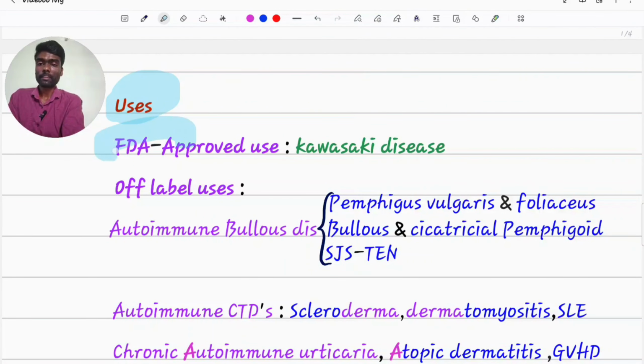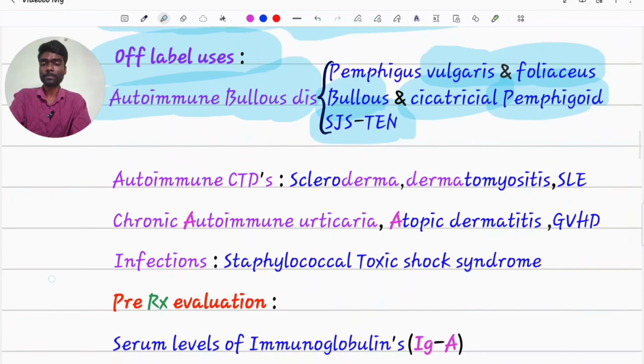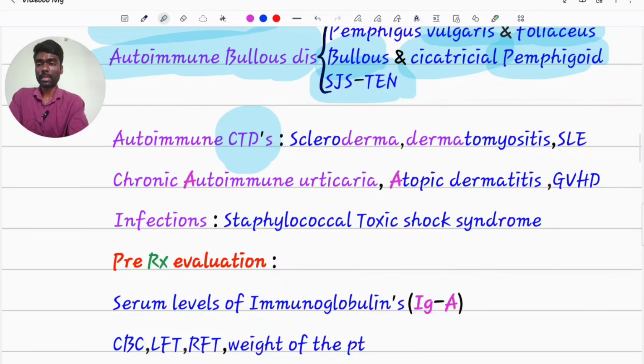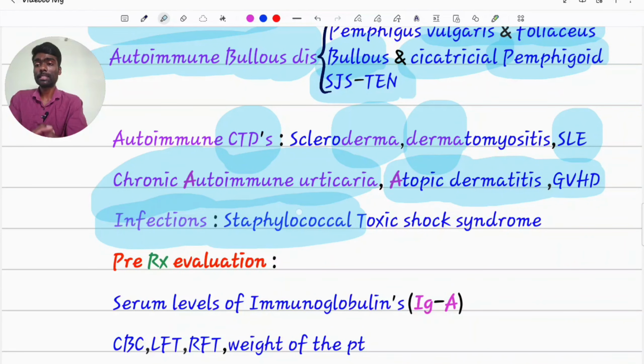Uses: FDA approved use, only one, Kawasaki disease. Off-label uses: autoimmune bullous diseases like pemphigus vulgaris, pemphigus foliaceus, bullous pemphigoid, cicatricial pemphigoid, SJS and TEN. Autoimmune connective tissue diseases like scleroderma, dermatomyositis, SLE. Autoimmune urticaria, as IVIG will effectively control autoantibodies. Atopic dermatitis, graft versus host disease, and infections like staphylococcal toxic shock syndrome.